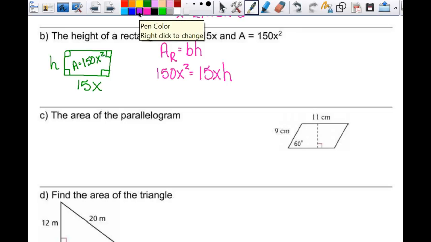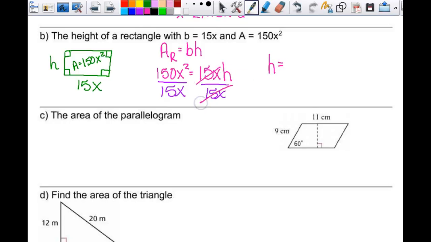So what can I do? So then I get h is equal to, pull out right here, right? What does that give me? 10x. And they didn't give me any units. So if they don't give you any units, then you can use U for units. And would it be units or units squared? Just units because it's the height, right?